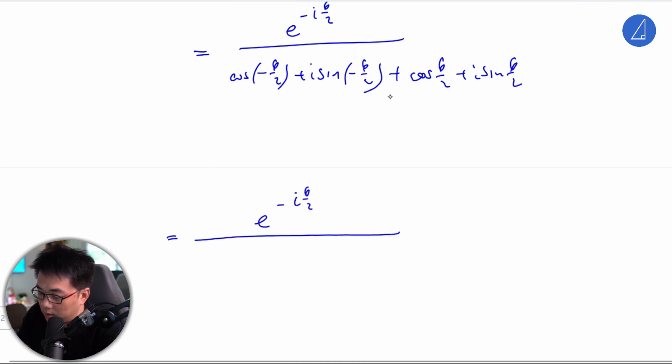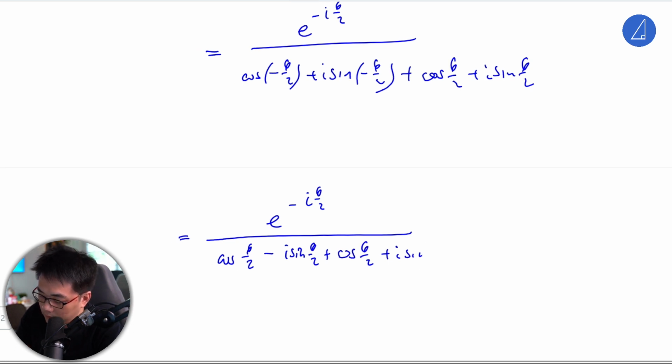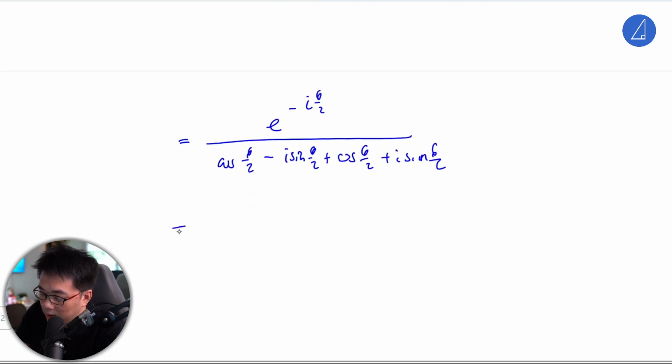The one below here will be cos(θ/2), since negative θ/2 will just be positive, then i sin(θ/2) plus cos(θ/2) plus i sin(θ/2). There you go, we got it. I think that's the answer. So these two will cancel out each other. What we have here is e^(-iθ/2) over 2 cos(θ/2).